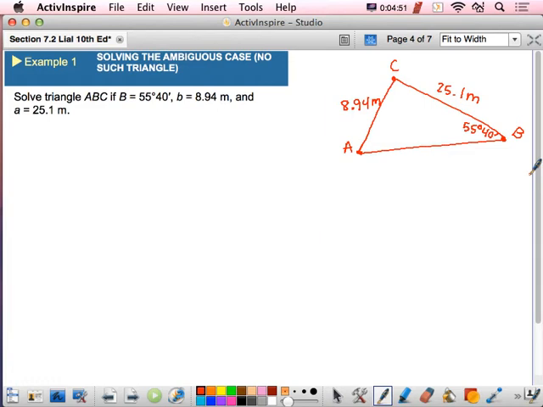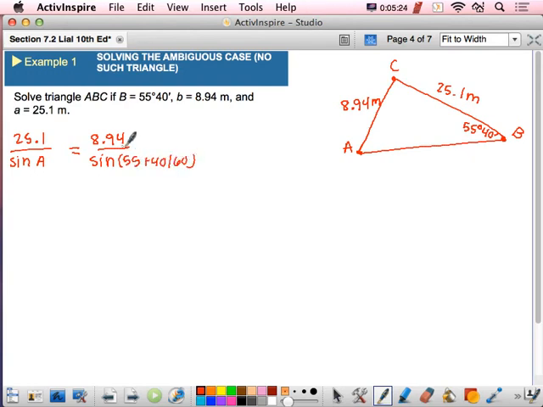Now, what we do know is that 25.1 divided by the sine of A has to equal 8.94 divided by the sine of 55°40'. So let me write that down and see if you agree. 25.1 divided by the sine of capital A must equal 8.94 meters divided by the sine of 55°40'. Where did I get that?